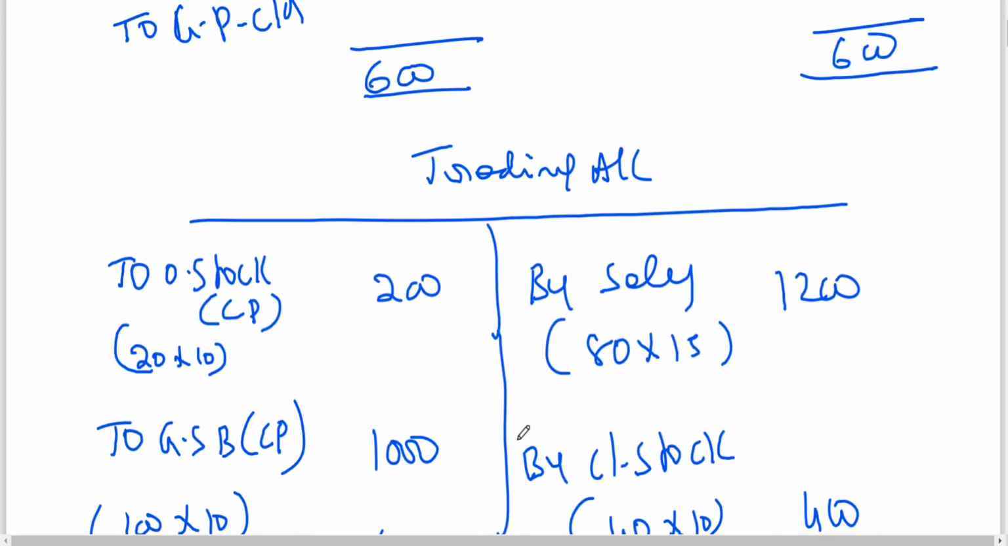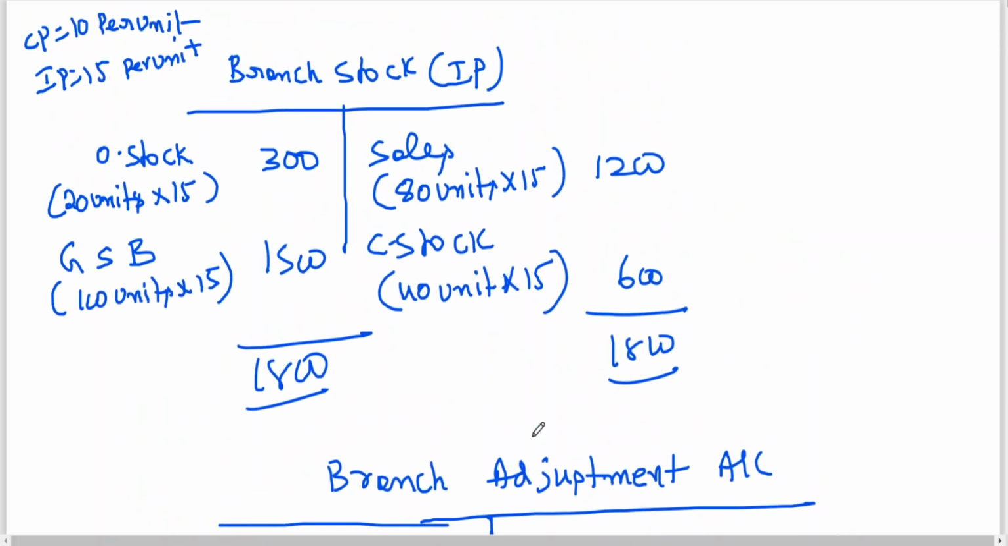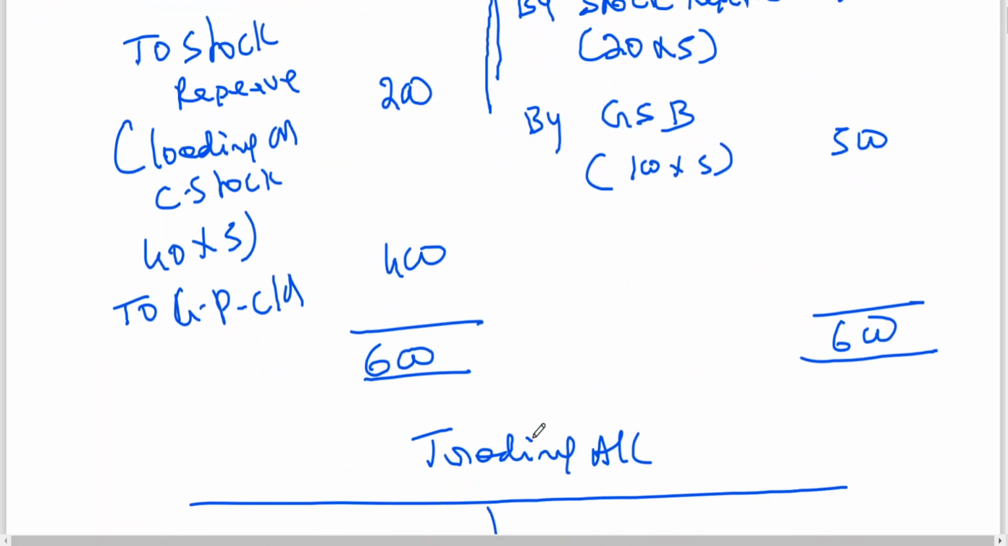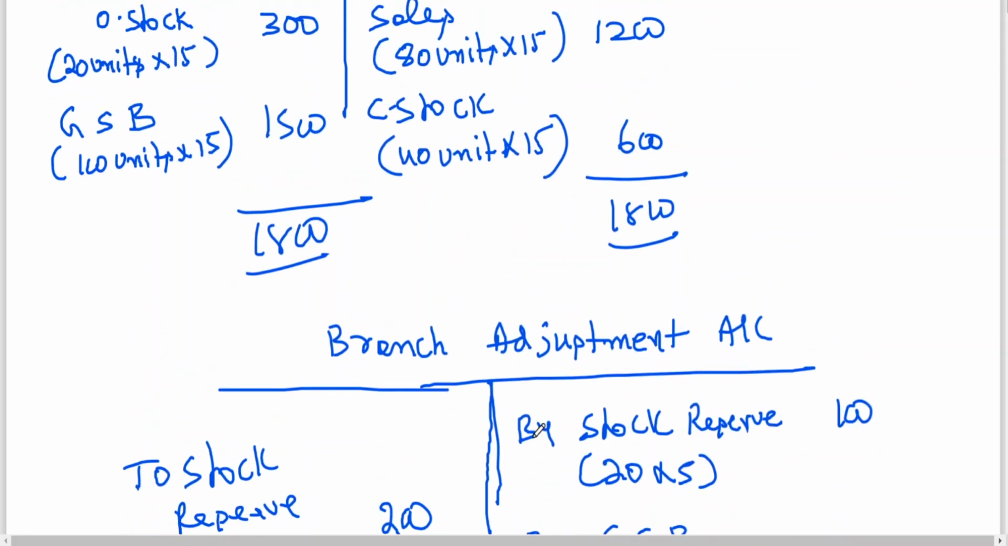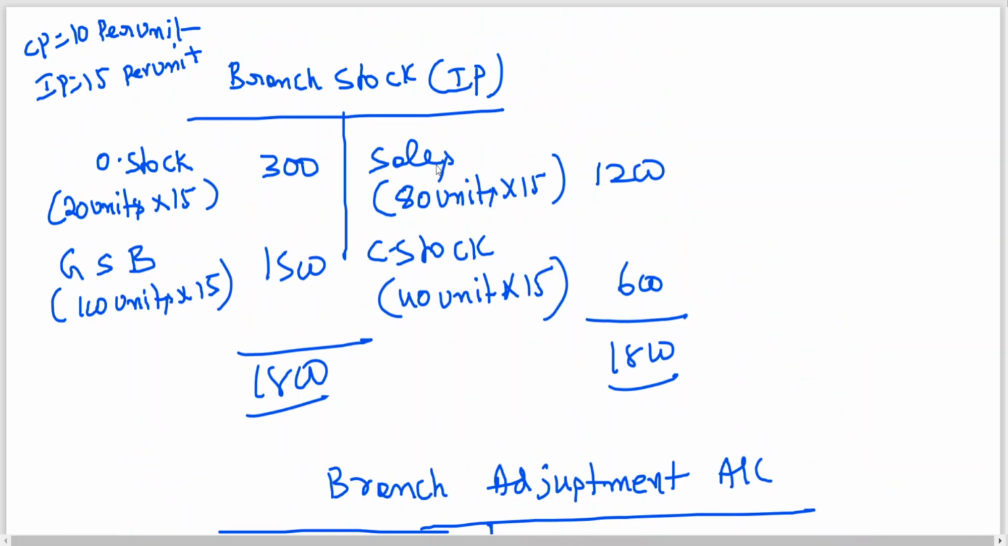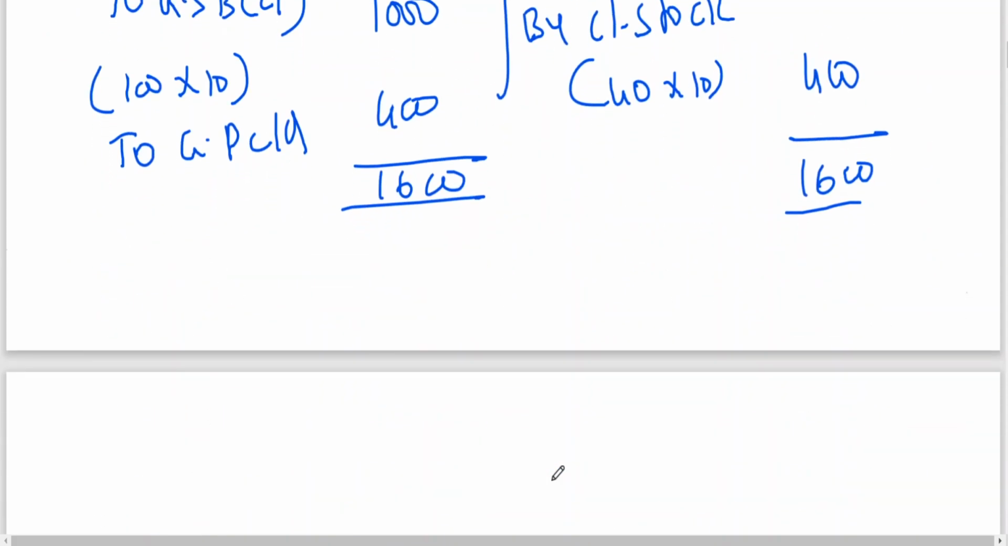So today we have seen that by preparing the trading account, whatever profit you are getting, the same profit we can get through branch adjustment. So in other words, we are splitting the trading account into two parts: branch stock account and branch adjustment account. This is just an example to illustrate the concept of the stock and debtors method. I have given one example for you to understand, right? So now let me take you to the solution part of it, the problem part of it rather.